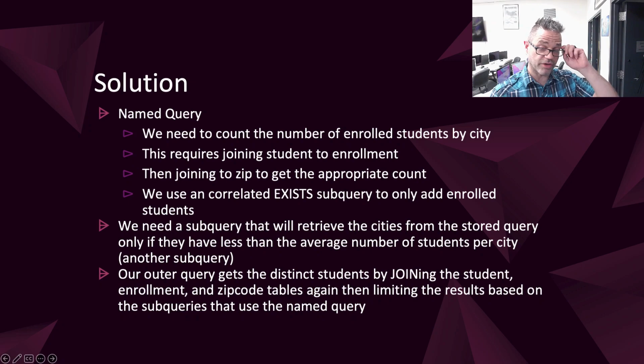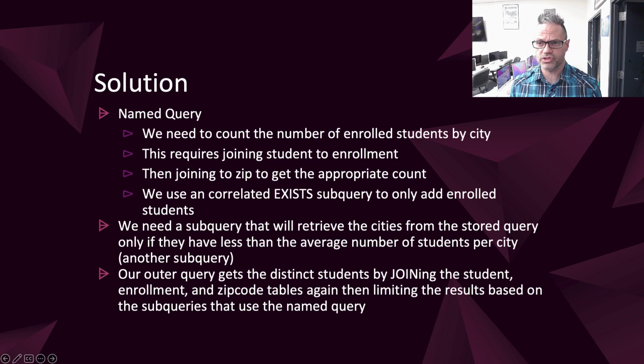The first thing we have is our named query. This is the first part we want to take a look at and solve. This is the information we use in more than one spot. We need to count the number of students who are enrolled by the city. This requires joining from student to enrollment, and then joining to zip to get the appropriate count by city, because the city is stored inside that zip table. Then we're going to correlate an EXISTS subquery so we only add the students who are enrolled. So we've got a subquery inside that.